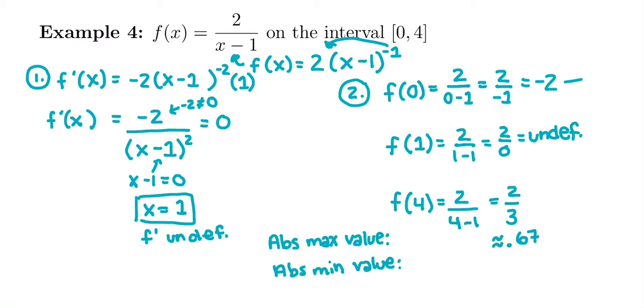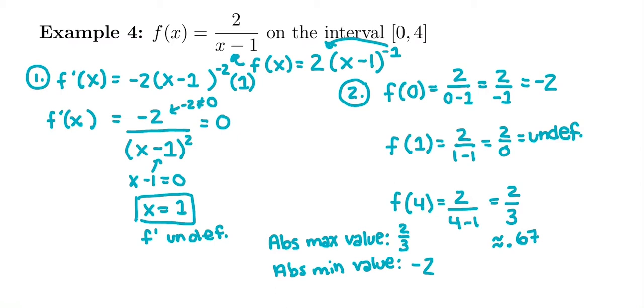So which one of those is the highest y value? Well, undefined isn't a y value, so I'm just picking what's higher, negative 2 or 2/3, and that is going to be 2/3. Because 0.67 is higher than negative 2. And then the absolute min value would be negative 2. So it turns out what made the derivative undefined also made the original undefined, so it was never a critical number. That's a vertical asymptote on the graph.